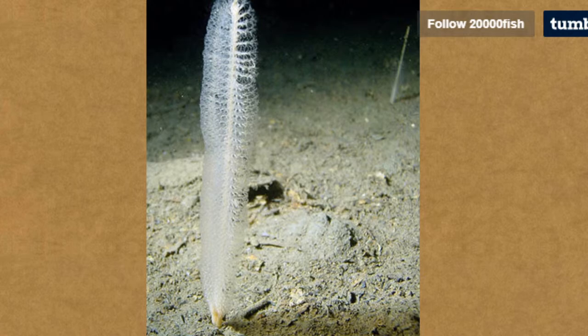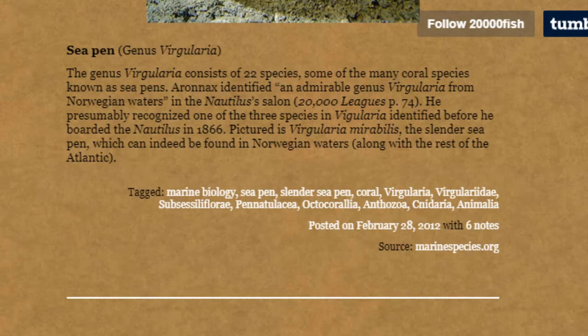And so the sea pen, they consist of 22 different species. Some of the many coral species are known as sea pens. And Monsieur Aronnax, our narrator and main character, identified an admirable genus Virgularia from Norwegian waters. So that's one of the species that we have come across. Let's keep going down. So that's the sea pen, very interesting creature.